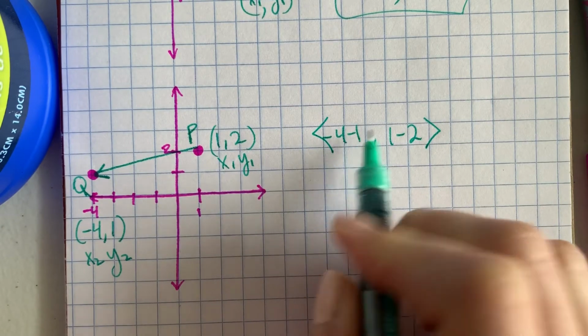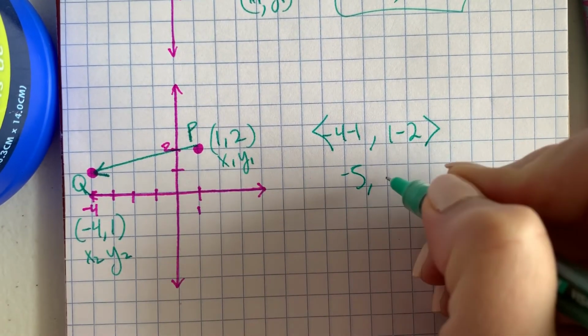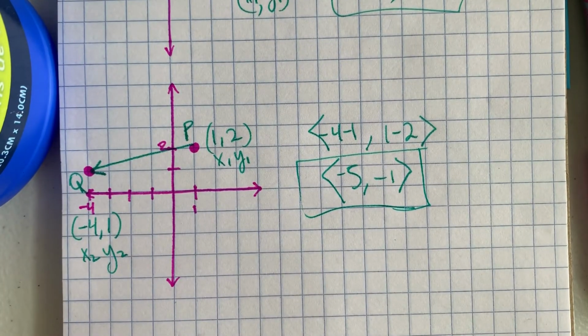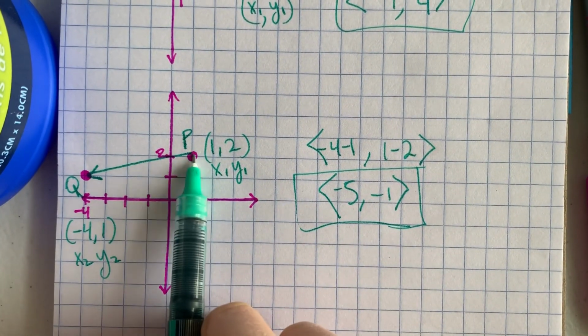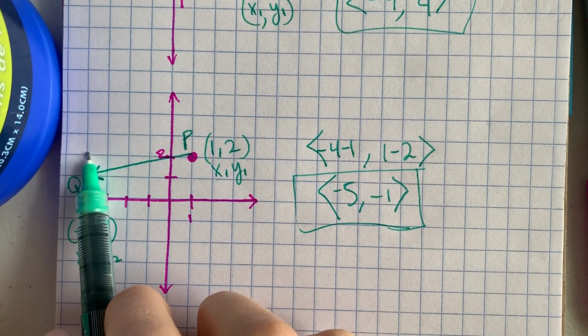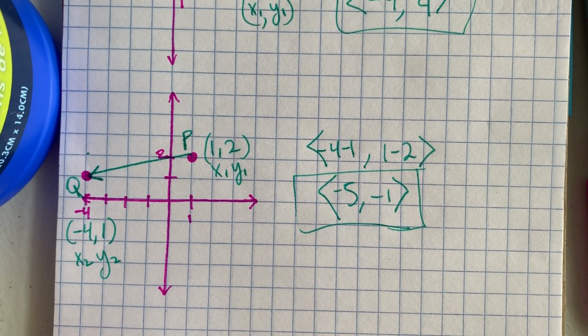Okay, negative 4 minus 1 is a negative 5, 1 minus 2 is a negative 1, and that is our answer in component form. And we can check it. We start here, we go negative 1, 2, 3, 4, 5, and a negative 1. There we go.